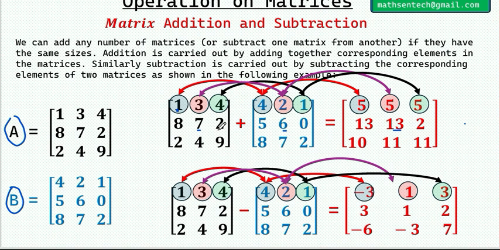Then 2 plus 0, you get 2 on this side. Then 2 plus 8, you get 10. Then 4 plus 7, you get 11. Then 9 plus 2, again you get 11. So simply that's how we do addition. So I think it's fairly easy. So you move on to the next one, which is now subtraction.